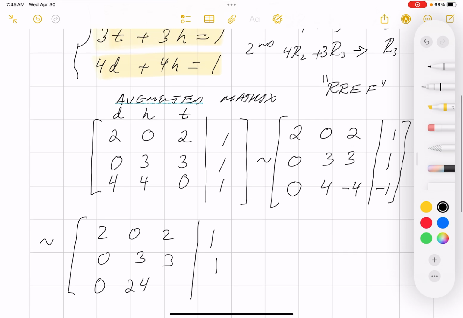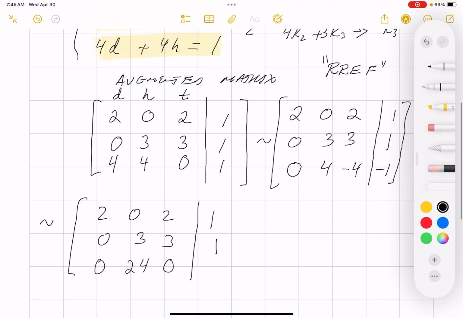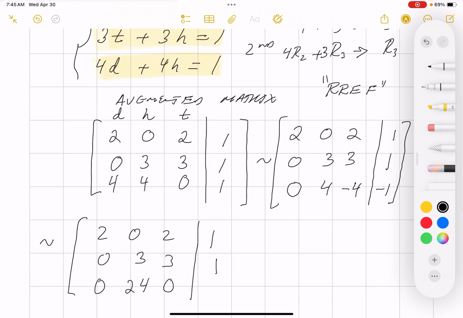And let's see, 4 times 3 is 12, and 3 times minus 4 is minus 12, so that's going to be 0. And let's see, 4 times 1 is 4, 3 times minus 1 is minus 3. That's going to give me a 1. All right? Now, I want to get into reduced row echelon form, and I'm kind of done with the row operation. I think I can work my way backwards to reduced row echelon form.